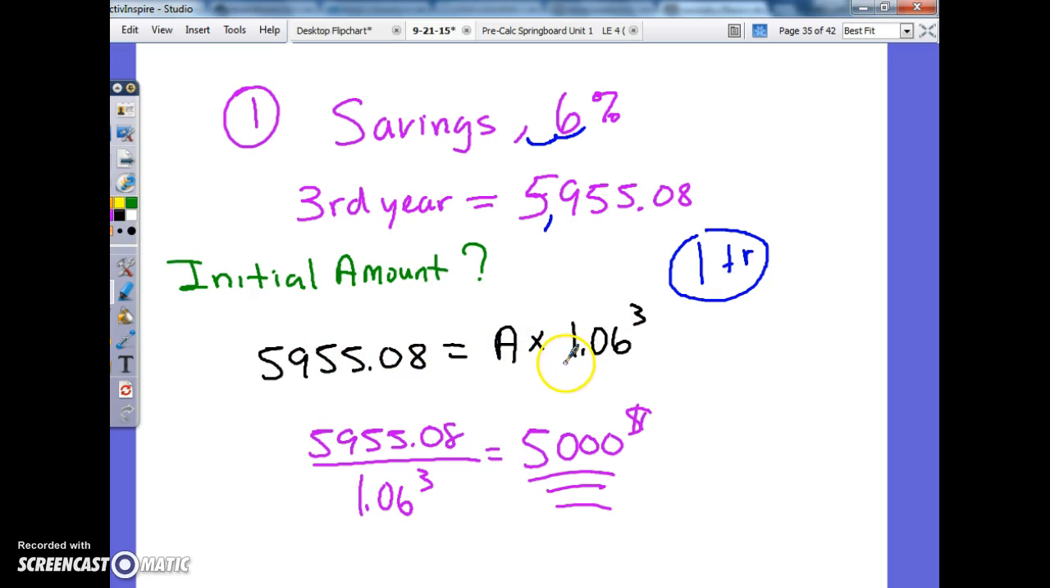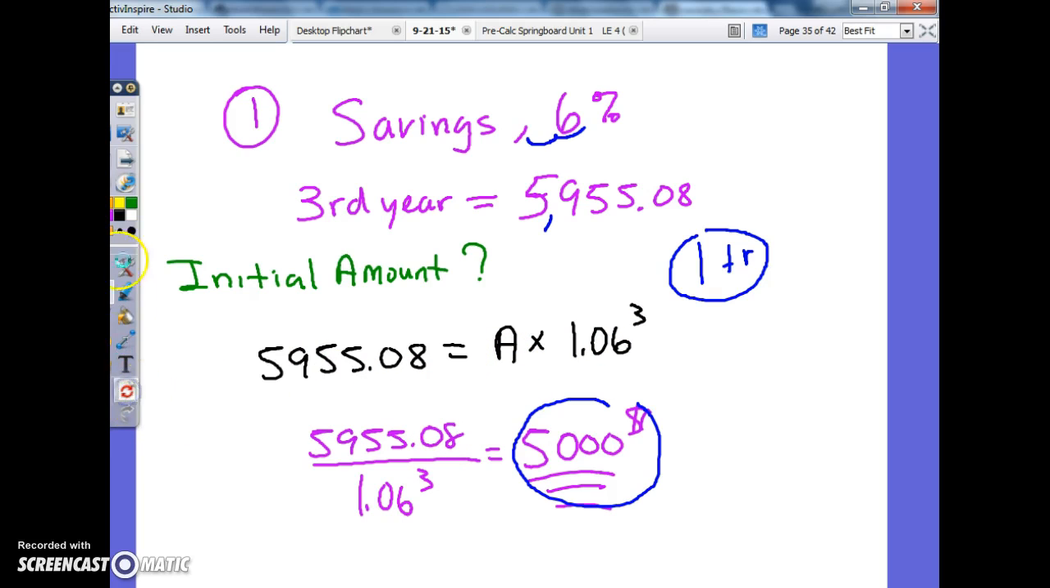So the only thing we have to do is undo this multiplication, divide both sides by 1.06 to the third, and I get $5,000. That was my initial amount. Okay, so that's how you solve for initial amount. Set up your equation. A times rate to the third power or to the fourth power, whatever t is. Divide by this quantity here, and we get A.